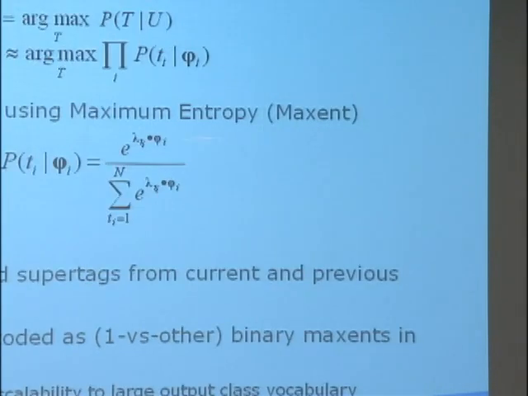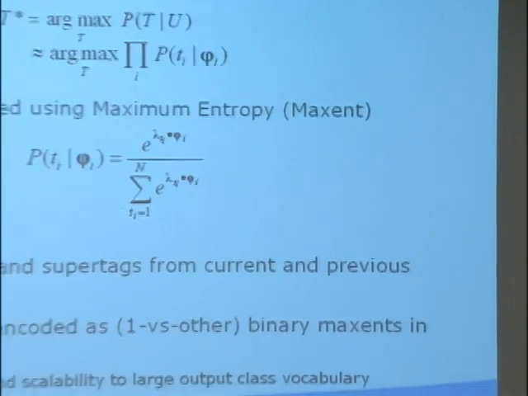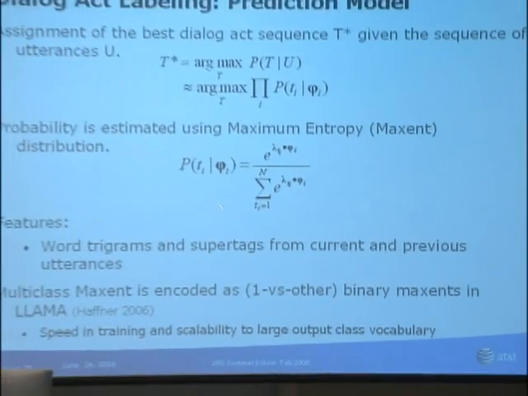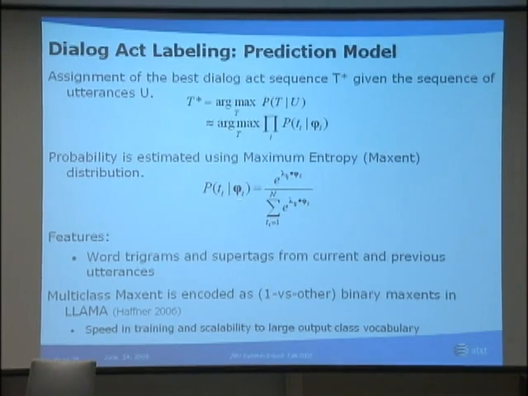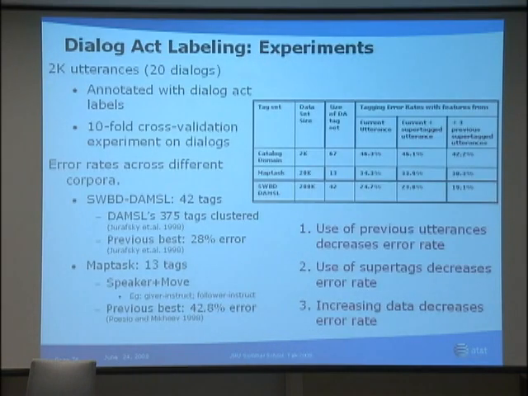And again, we use the same Maxent Llama model to do the prediction. So we want the best dialogue act given some feature history. And these feature histories, as we're talking about, there's a lot of dialogue context that you want to use in that feature history. And we predict the best dialogue act for that given utterance. And there are numbers there.